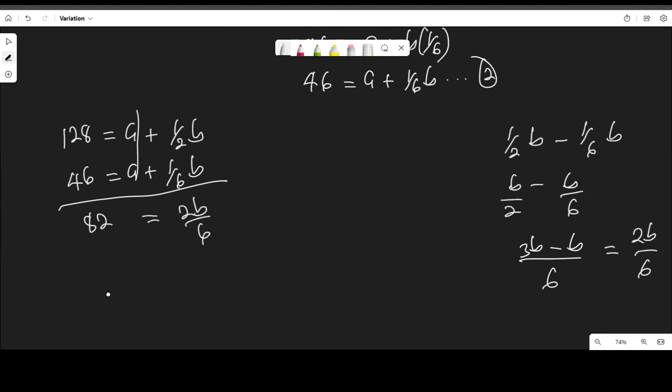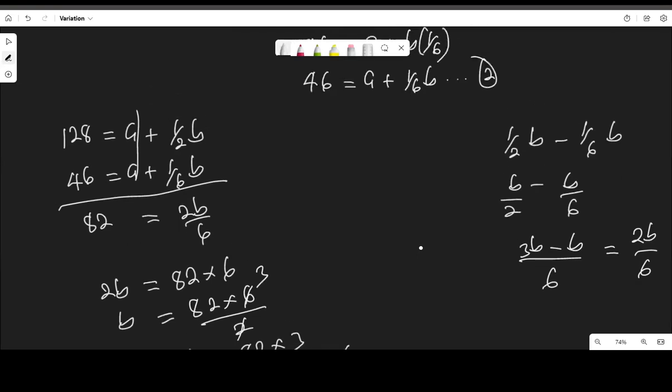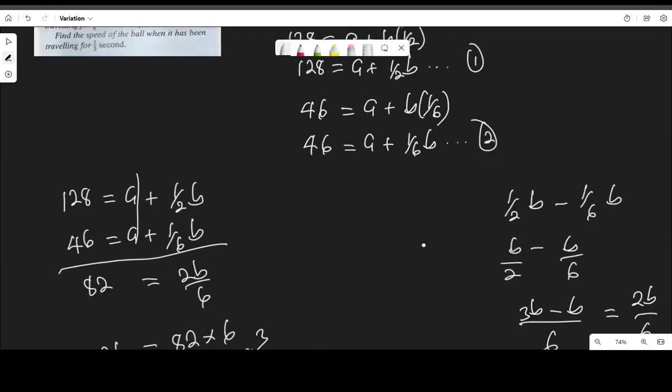Now cross multiply: 2B will be 82 times 6. B therefore is 82 times 6 over 2. 2 here 1, 2 here 3. B is 82 times 3, which is 246. So the variable B is 246.